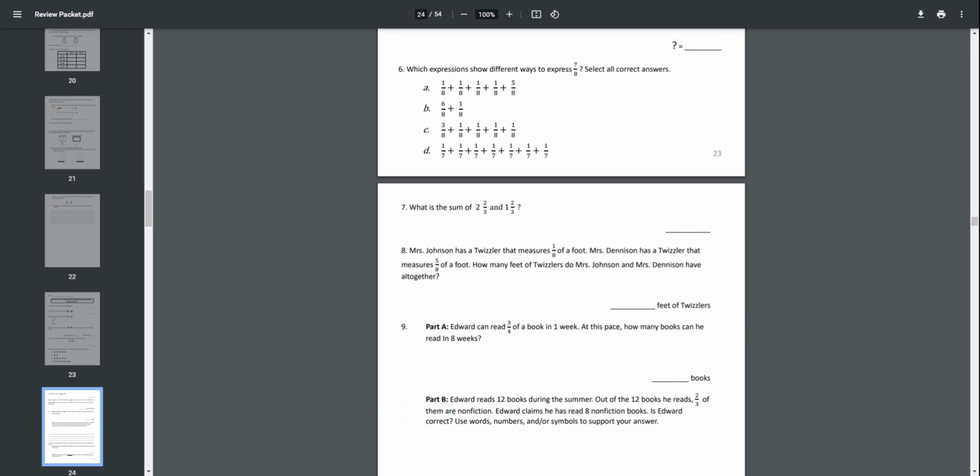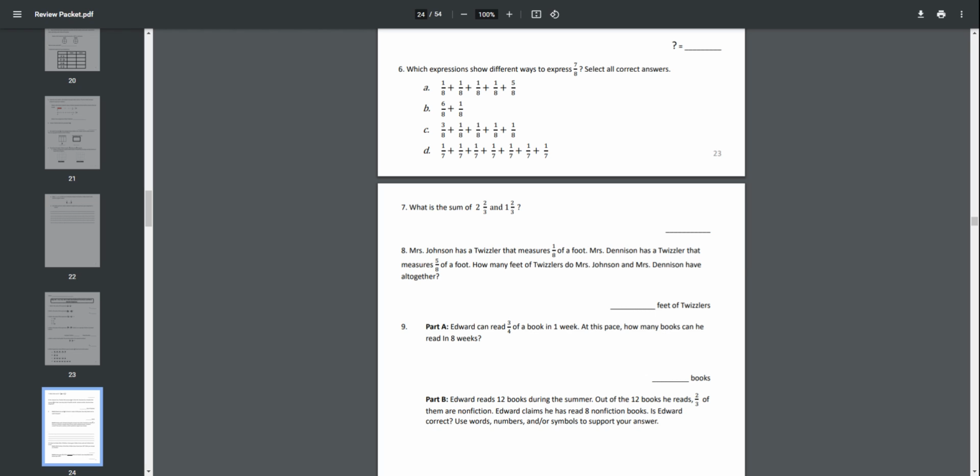Number 7, what is the sum of 2 and 2/3 and 1 and 2/3? Remember, sum means to add. That's the answer to an addition problem. Number 8, Mrs. Johnson has a Twizzler that measures 1/8 of a foot. Mrs. Dennison has a Twizzler that measures 5/8 of a foot. How many feet of Twizzlers do Mrs. Johnson and Mrs. Dennison have all together? Make sure you're paying attention to those key words, all together. That means to add.